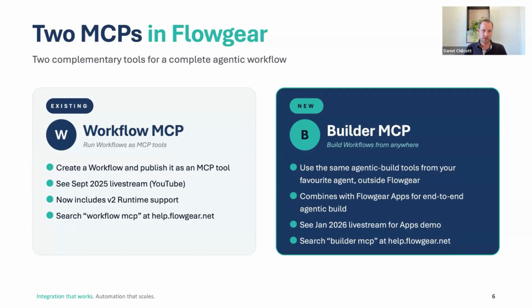We covered this in our September live stream, so we have that on YouTube if you want to take a look at that. What's changed there is that at the time we only had support for this under our V1 runtime. It's now baked into our V2 runtime. And if you want detail on how to set that up and how to use it, just search Workflow MCP over at help.flowgear.net. You'll find that there are two articles there. The first one is specifically for the V1 runtime. The second is for V2. And of course, we highly recommend using the V2 runtime version of that.